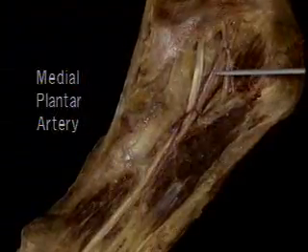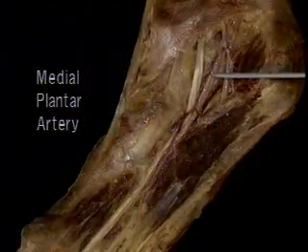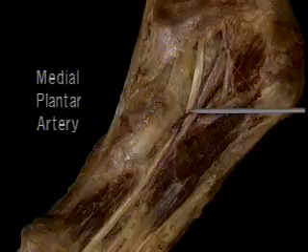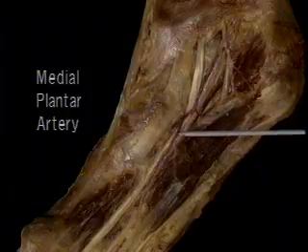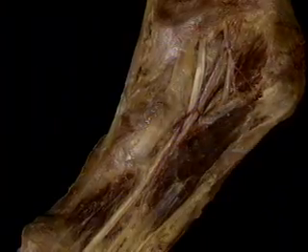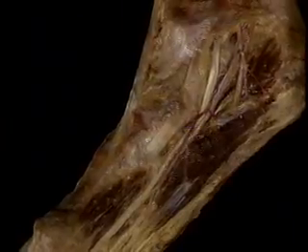The medial plantar artery is usually the smaller of the two. It crosses over the tendons of the two long toe flexors and runs along the medial side of the foot. Its branches supply the adjoining muscles and the underside of the big toe.